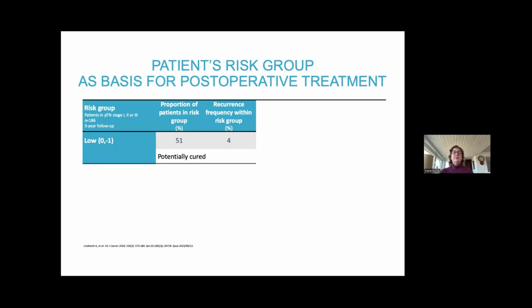So what about the patients' risk groups as a basis for postoperative treatment? Well, here's an interesting group. The low group is 0 or -1. This group constitutes 51% of the patients, and the recurrence frequency was 4%. Very low. So these patients are potentially cured.